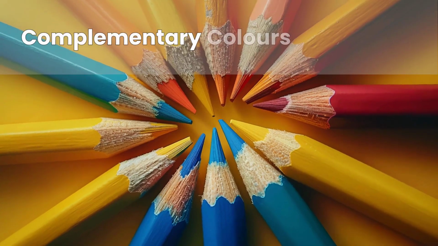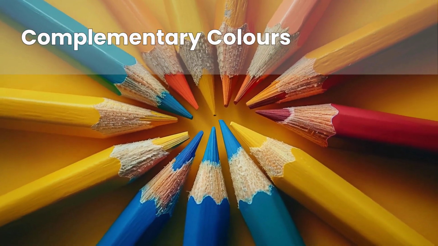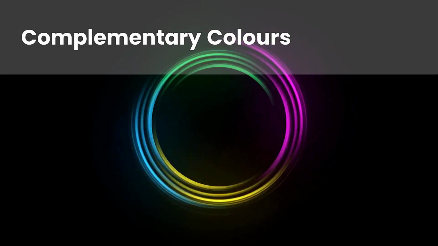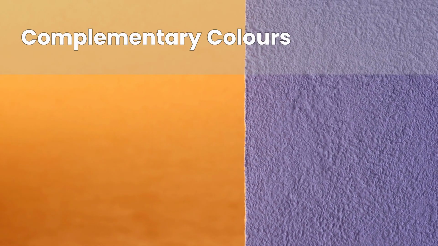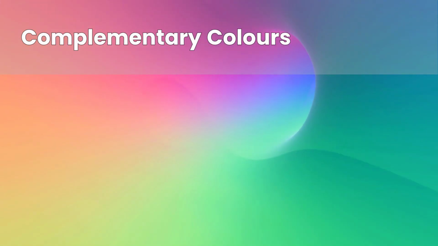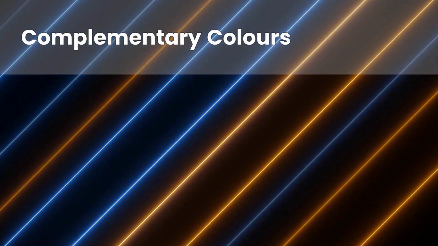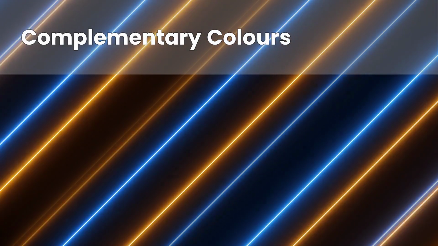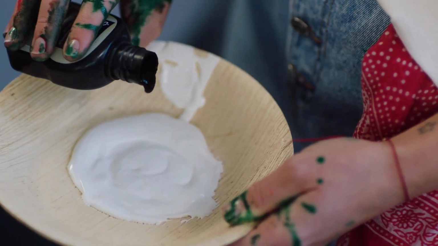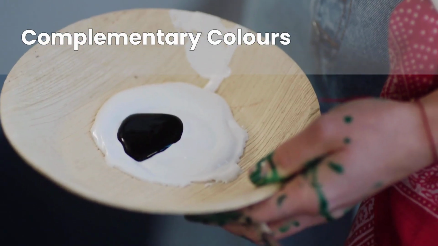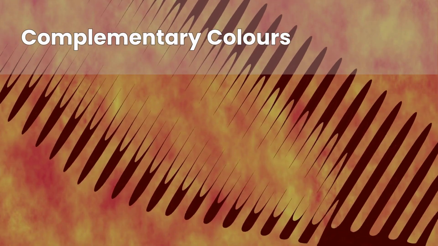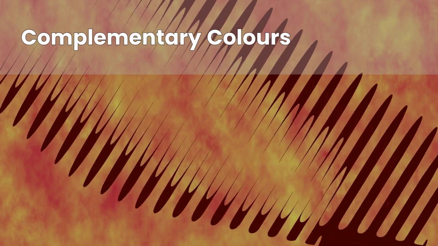Next, let's talk about complementary colors. These are colors that are directly opposite each other on the color wheel. When placed next to each other, complementary colors create the strongest contrast. They make each other look brighter and more vibrant. For example, the complement of red is green. The complement of yellow is violet. And the complement of blue is orange. Using complementary colors can add excitement and energy to your artwork. They create visual tension and draw the viewer's eye.